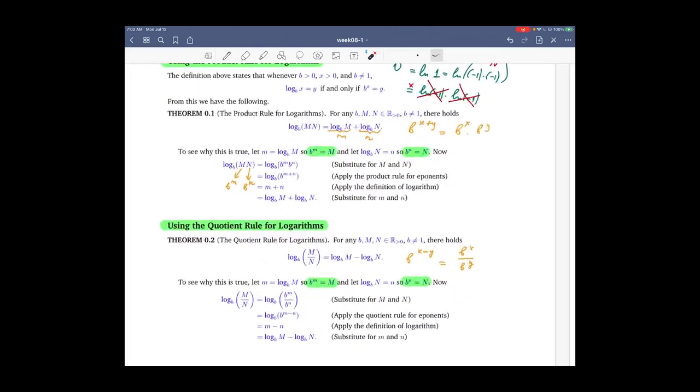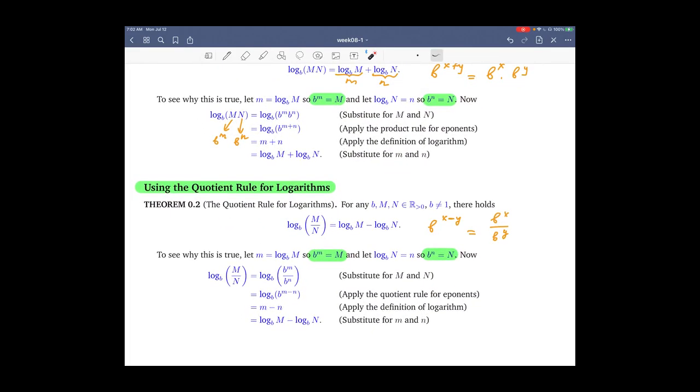Same goes for the quotient rule. It's perfectly fine for the quotient to be positive, even though the numerator and denominator are negative. So before you write that the log of a quotient is the difference of logs, you definitely need to check that both M and N are positive.